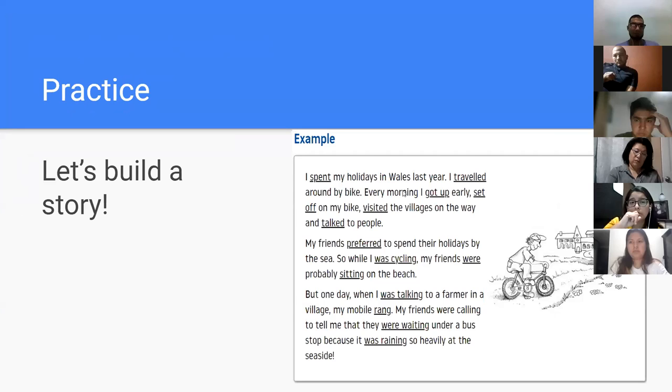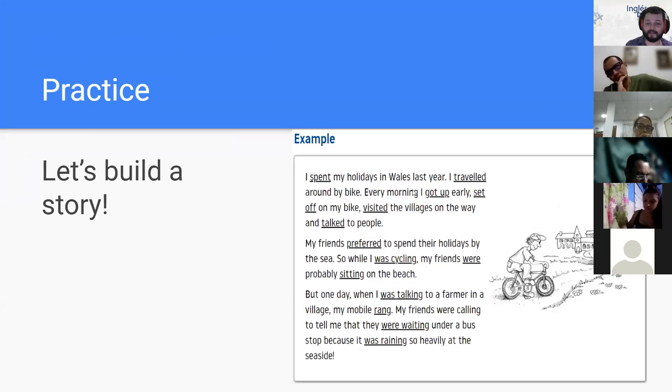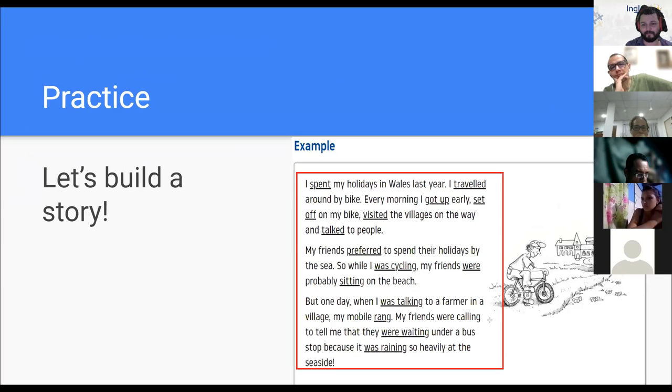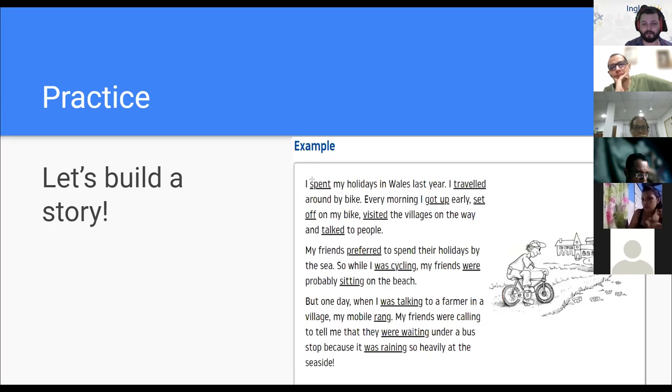Van a leer la historia, okay? Why are you going to read the story? Porque quiero que vean cómo se hace una historia, right? So, if I say, guys, I spent my holidays in Wales last year, what tense is this? That is simple past, right? Very good. So let's read the whole story, so you understand what I mean.